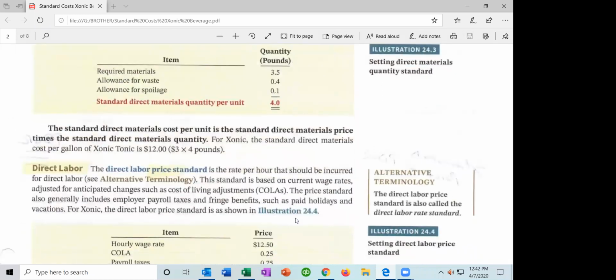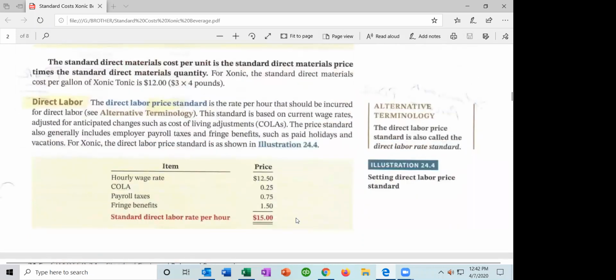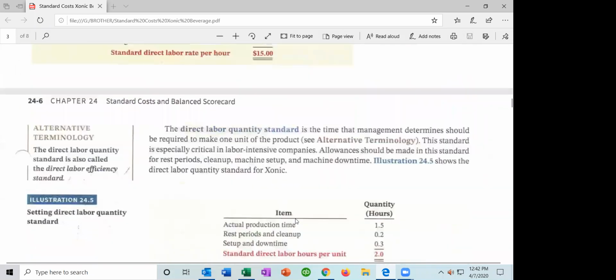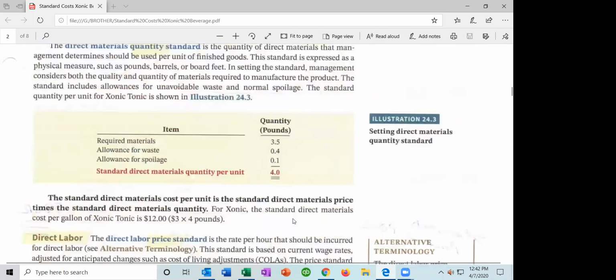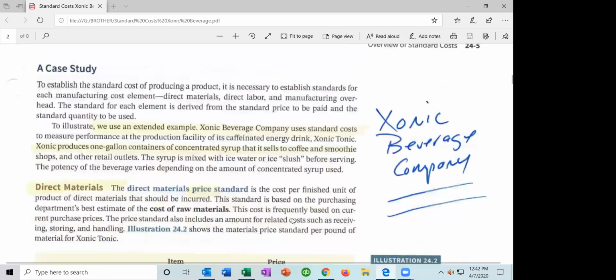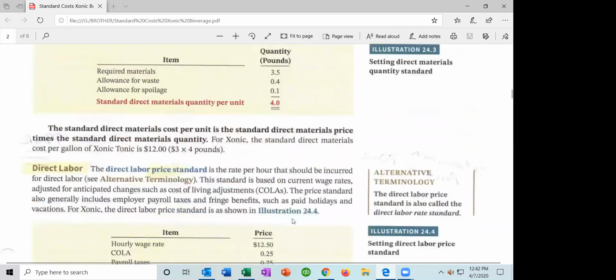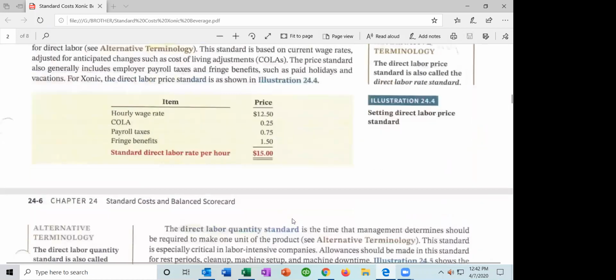Direct labor. The direct labor price is as follows. This is what they pay their direct labor employees: hourly rate, cost of living allowance, payroll taxes, and fringe benefits. They should pay $15 per hour. That's their price assumption. We go back to 24.5. Direct labor, $15 an hour.